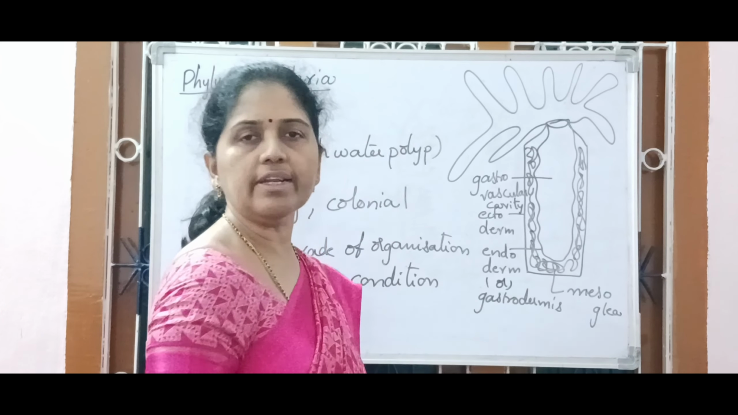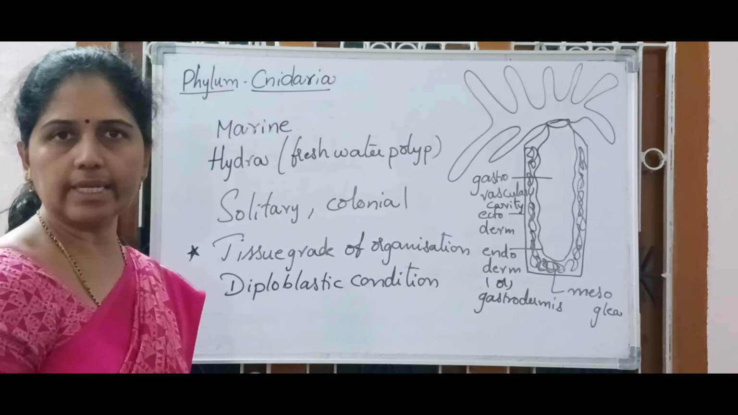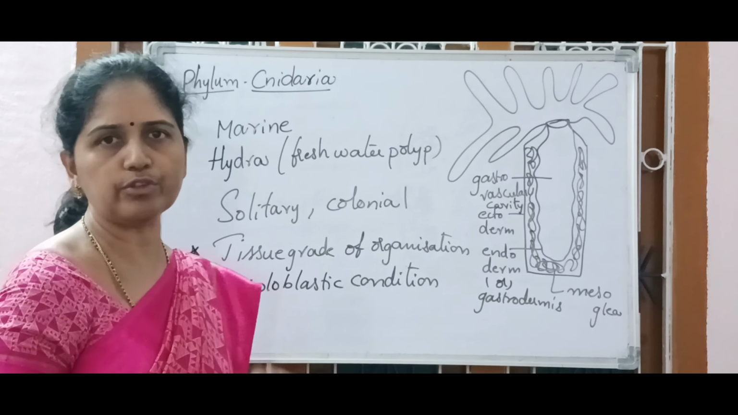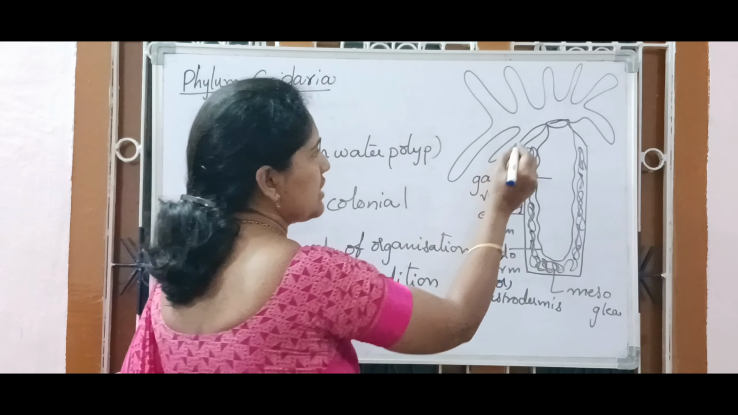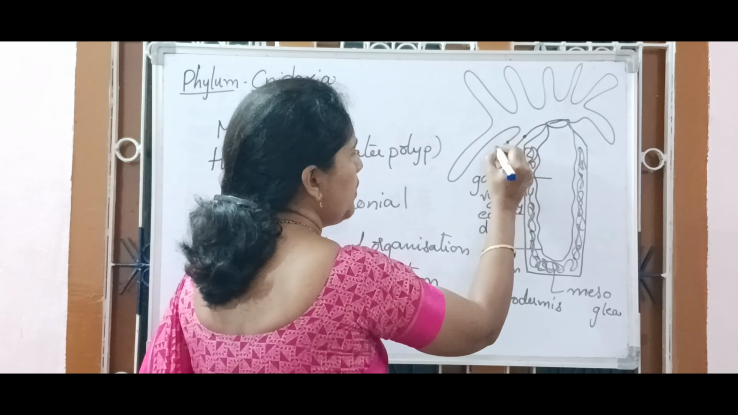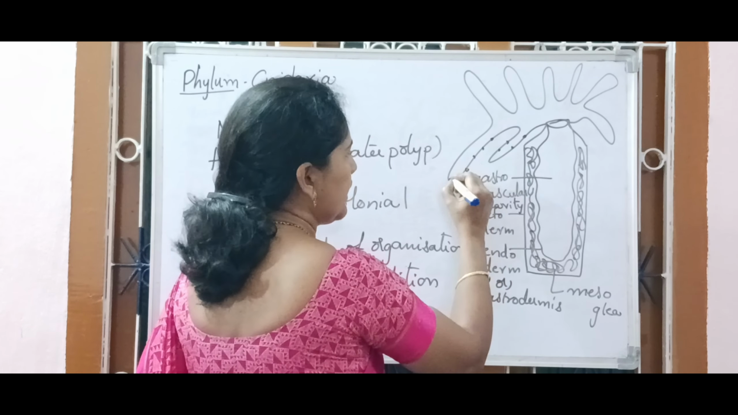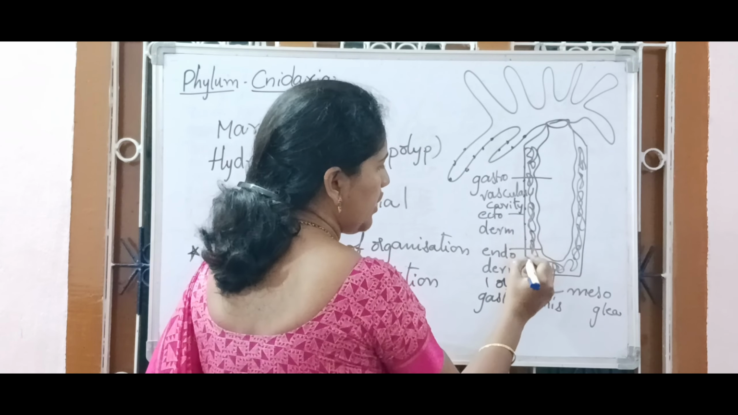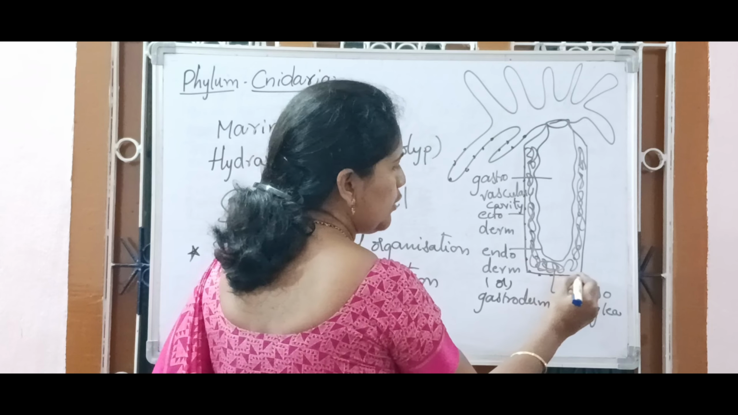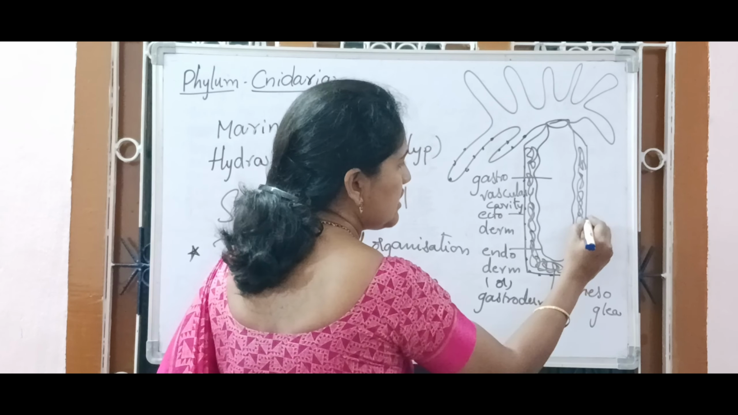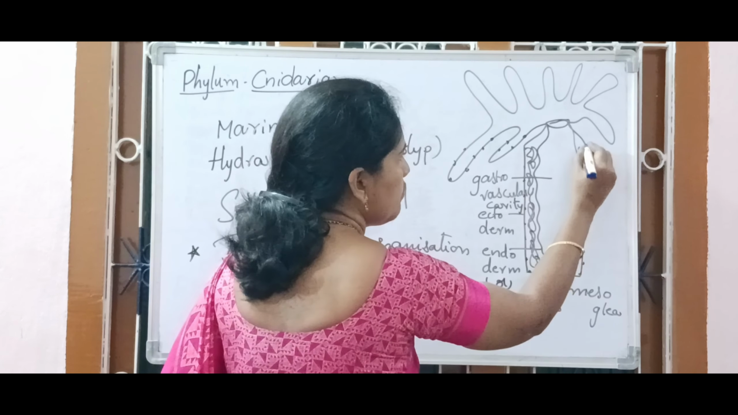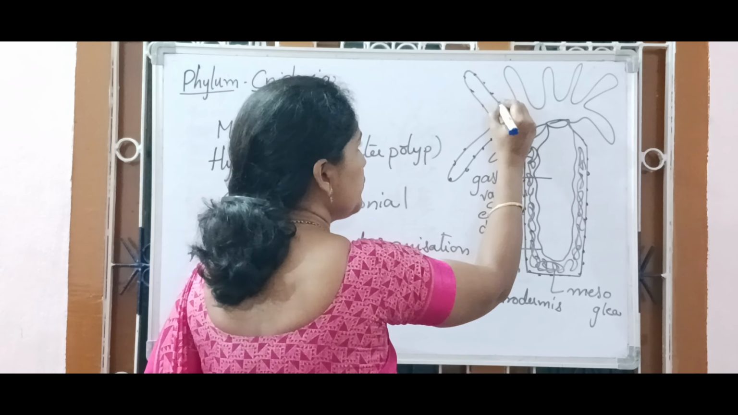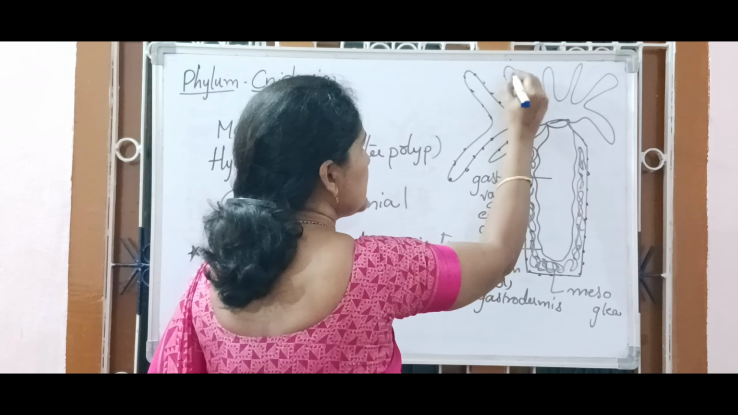Now, cnidarians were first called coelenterates. Later they were called cnidarians because of a special feature called cnidoblast cells. The cnidoblast cells are present on the tentacles and also on the ectoderm of the organism. These cnidoblast cells are also called stinging cells, which produce toxic material. Because of the presence of these cells, they are called cnidarians.